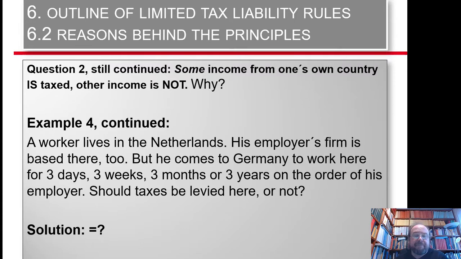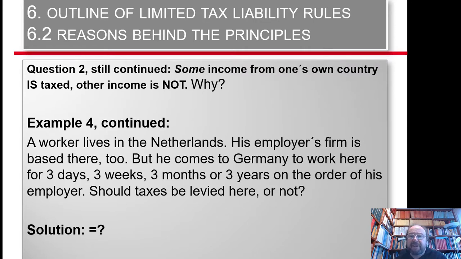Now let's vary the situation a bit. Now our worker lives in the Netherlands. His employer's firm is now also based in the Netherlands, but our friend comes to Germany from time to time, for example, for 3 days in a year. Now our worker works in Germany, but only for 3 days. Should we levy taxes or not? And the answer is, how high is the danger that here damage is done to the German economy? And the second question is, how high is the bureaucracy?